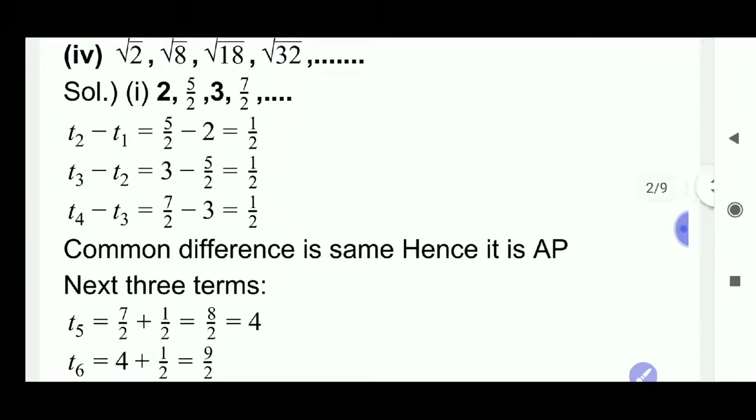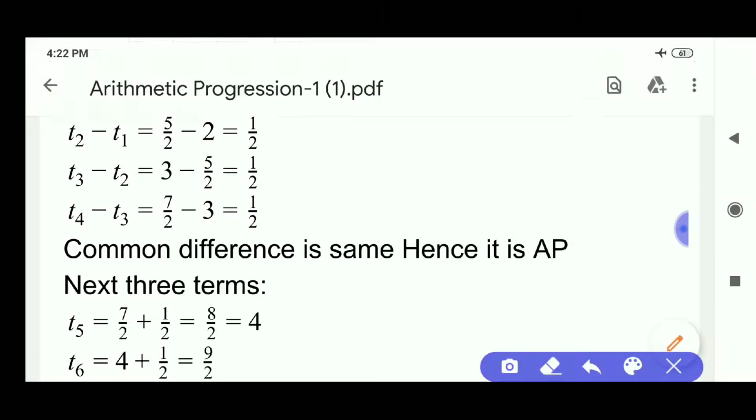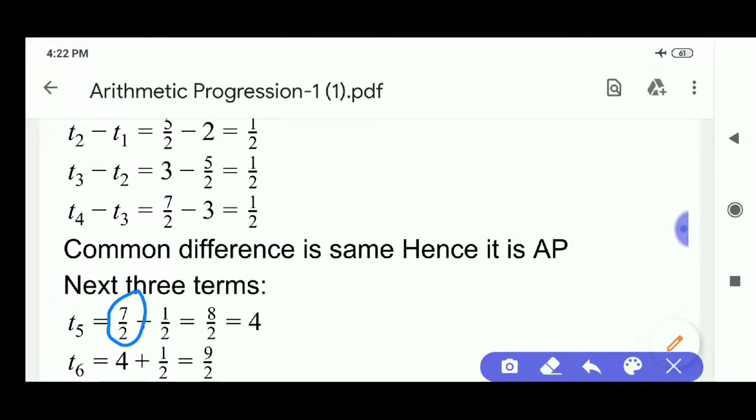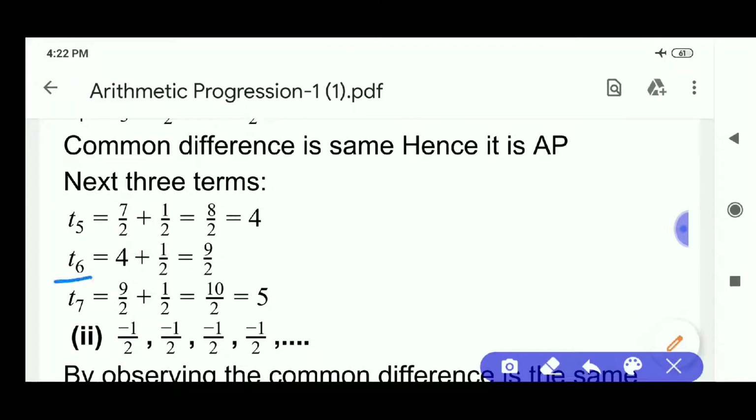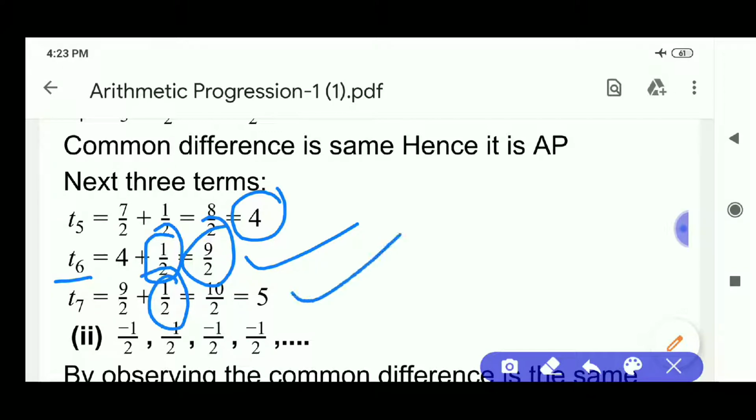5th term is 4th term plus D. 4th term is 7 by 2 plus D is half. 7 by 2 plus half is 8 by 2, that is 4. Similarly, sixth term is fifth term 4 plus d, which is half, that is 9 by 2. Similarly, seventh term is sixth term plus d, that is 5.